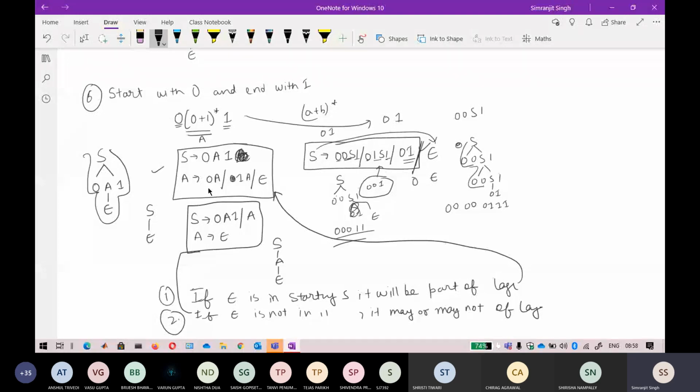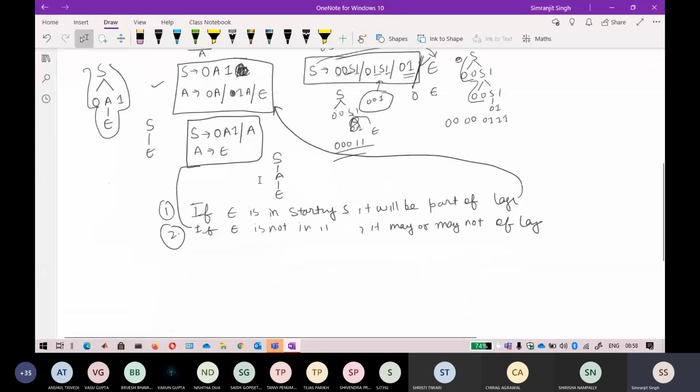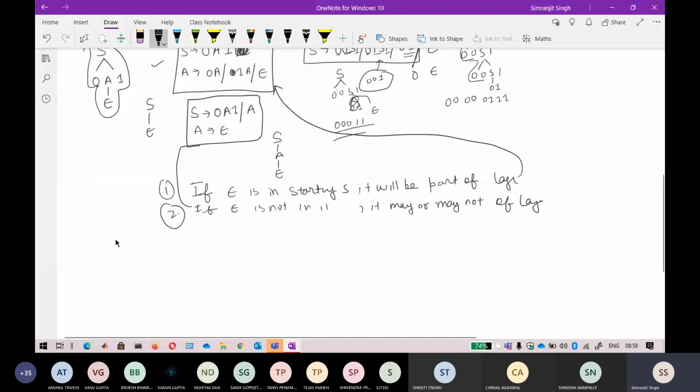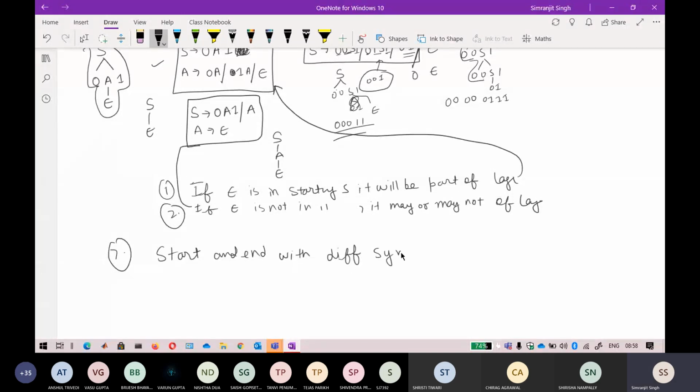Okay, so I think now if you have understood this one, you can do the question. If I journalize it, we have already done it: start and end with the same symbol, and start and end with different symbol. Just write the grammar for this one, start and end with different symbol. First, in different symbol, I don't think there is epsilon in the language.